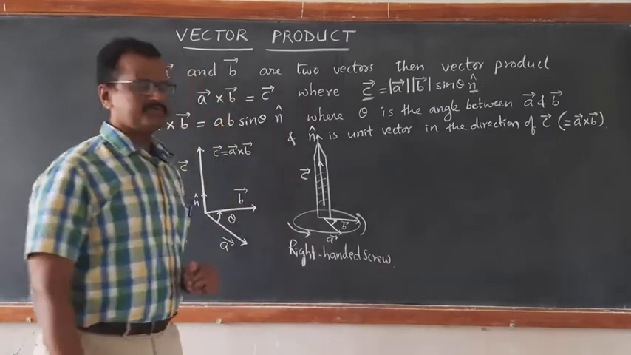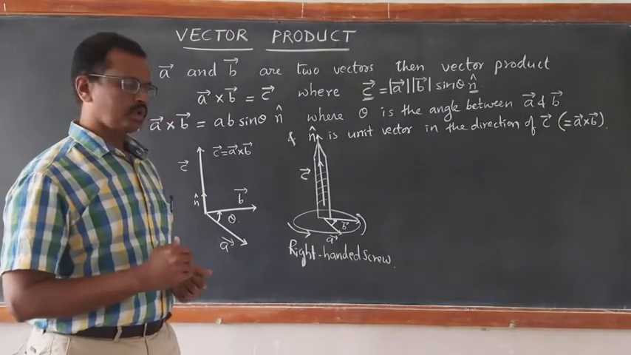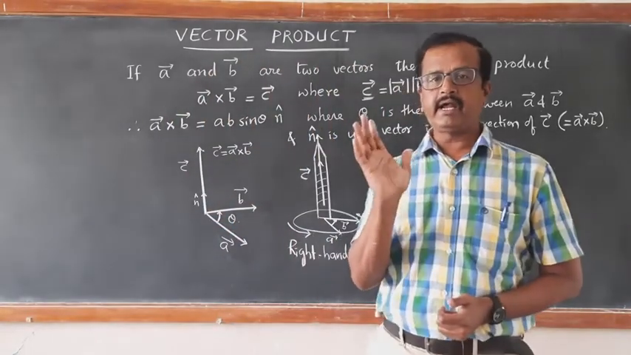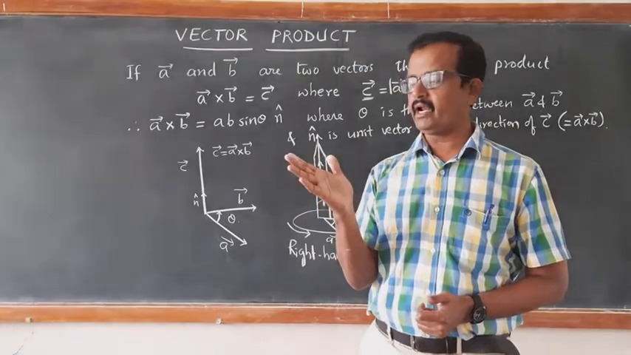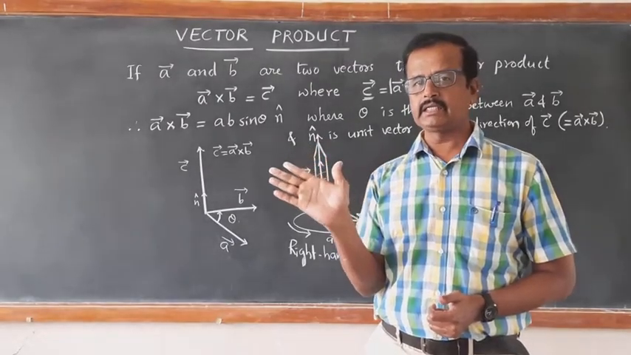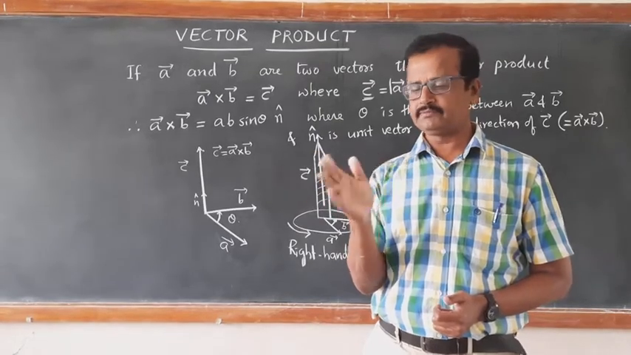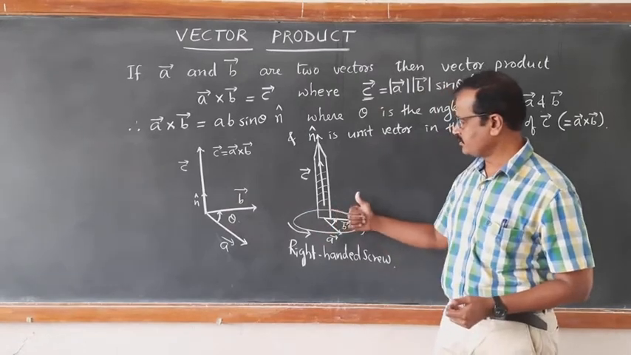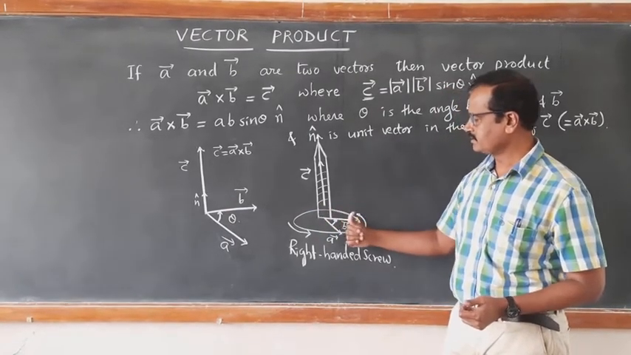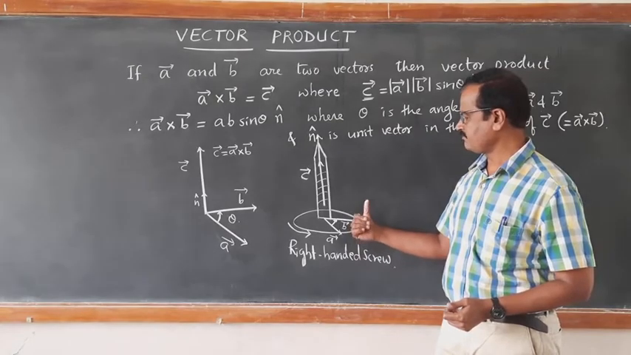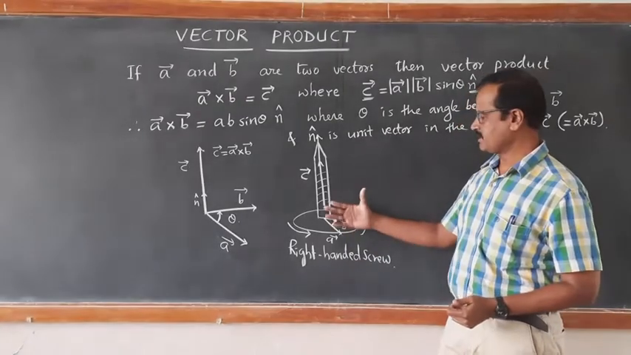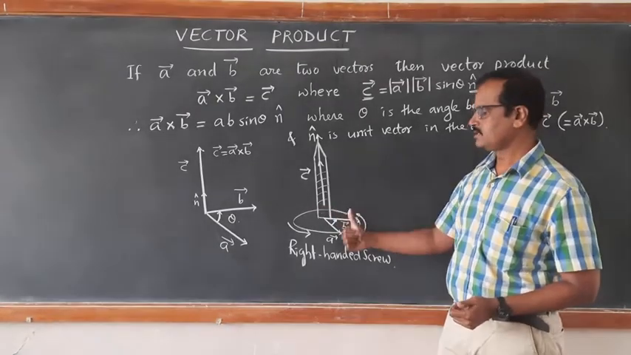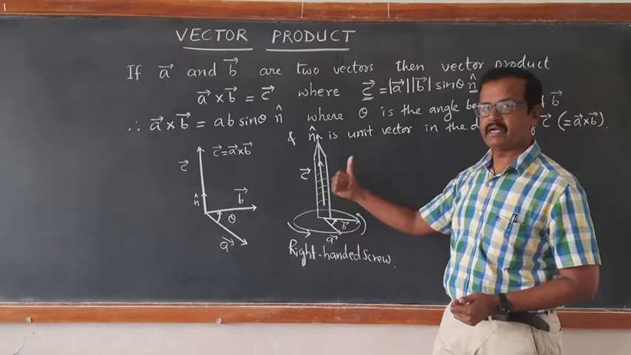So to find the direction of C, we have to use the right-handed screw, or we can use our right hand palm. Open your right hand and curl the fingers along A towards B. When you turn the fingers from A towards B, the thumb shows the direction of C. The thumb points in the direction of C. This is the right hand thumb rule.